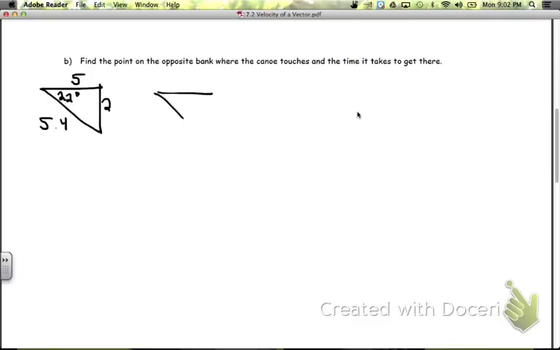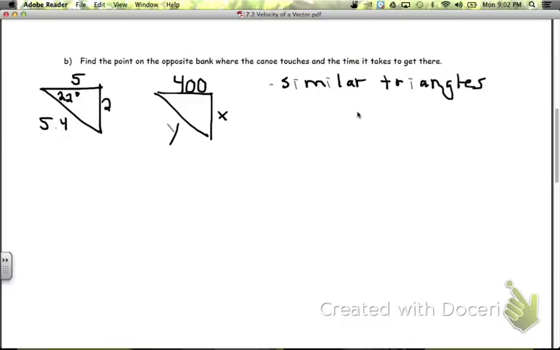We can look at this triangle here, and we know that he's paddling at 5 kilometers per hour trying to get across 400 meters of water. And we'll call this X and Y. So why do I draw this? Well, I'm going to use similar triangles. When we're dealing with similar triangles, you look at the corresponding sides because these are the same shape. Let's find X first. So X over 2 is going to be equal to 400 over 5, and we get that X is equal to 160 meters.